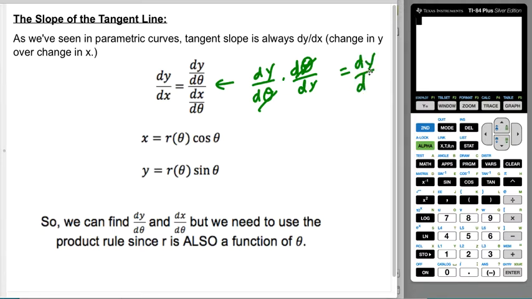What makes this a little bit harder is that since y is r times sine theta, and r is often not a constant, because if r were a constant, we wouldn't need calculus. You'd just have a circle. I'm going to end up having to use the product rule. So to find dy/dθ, I'm generally going to have to use the product rule. To find dx/dθ, I'm going to have to use the product rule.